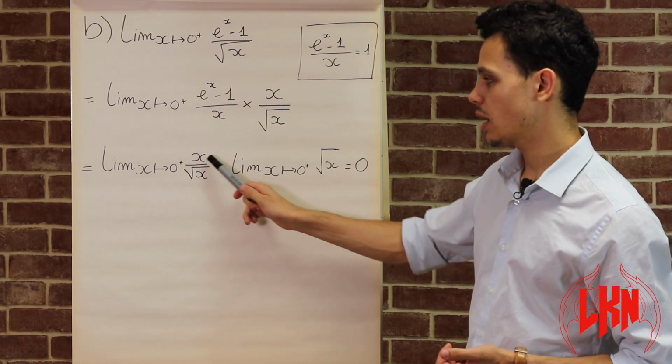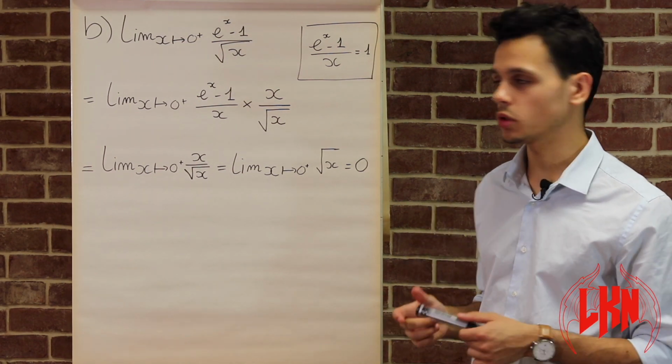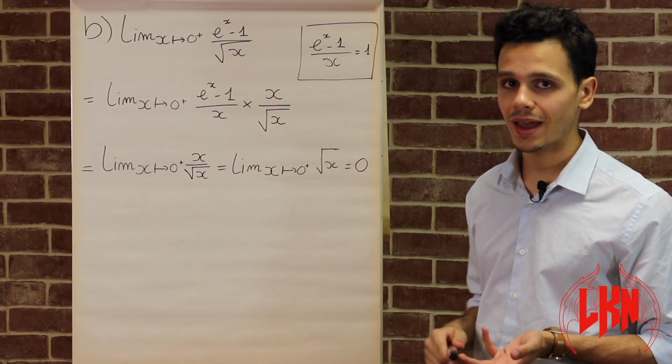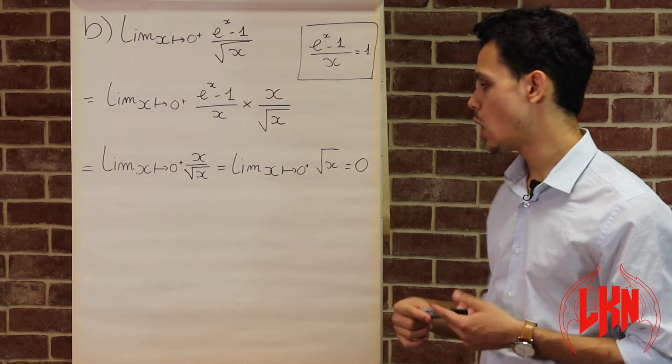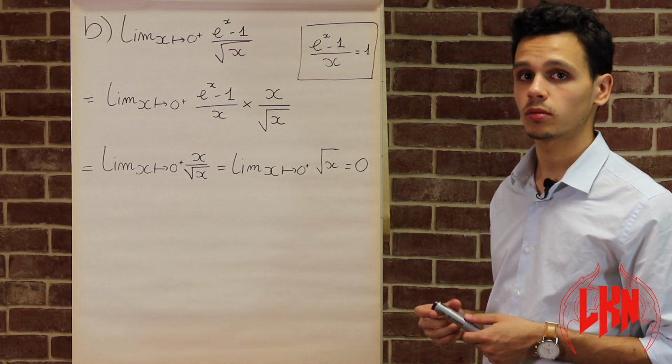Then we know that x divided by square root of x is equal to square root of x. Therefore we have this expression, and the limit when x tends to 0 of square root of x is 0. So there you have it.